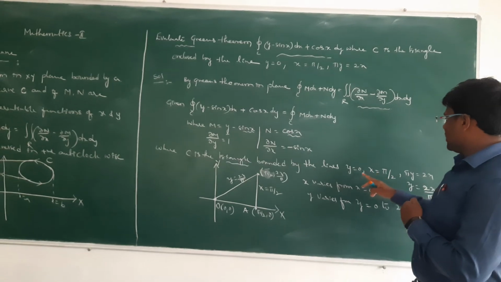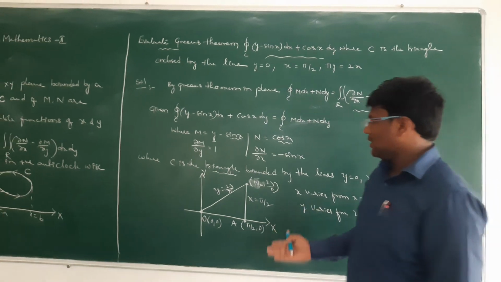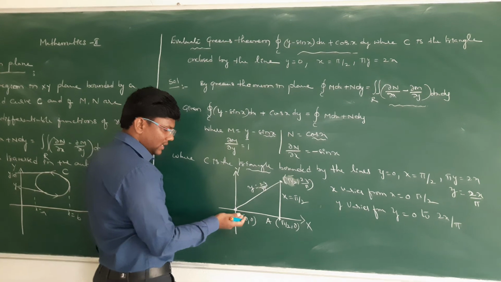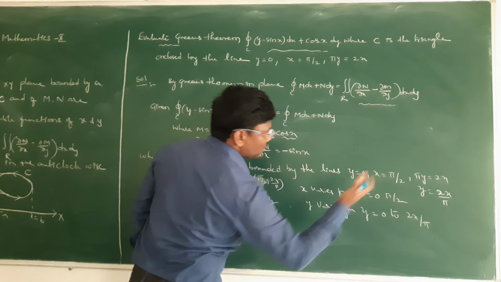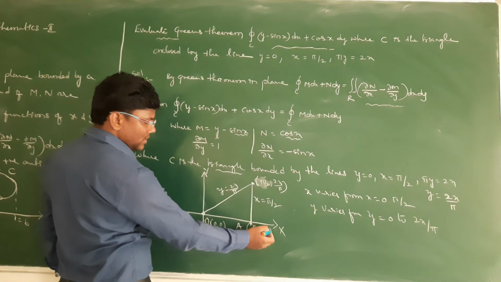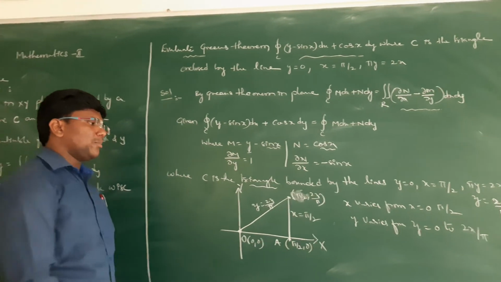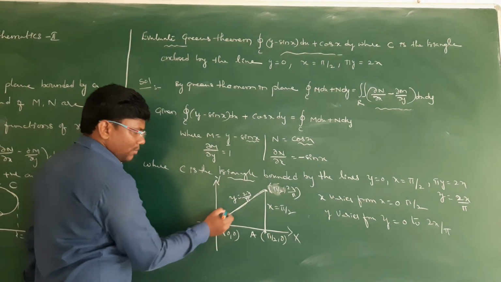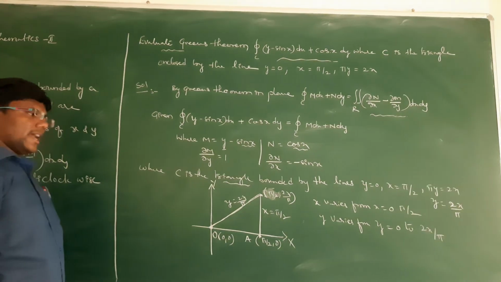The lines are y equal to 0, x equal to pi by 2 and pi y equal to 2x. Draw the diagram. The closed curve is a triangle, bounded by the lines y equal to 0, x equal to pi by 2 and pi y equal to 2x. This is the point 0 comma 0. This is the point pi by 2 comma 0 on the x axis. This is the point in the xy plane pi by 2 comma 2x by pi. Here this is the line y equal to mx, this is the slope. This is the line x equal to pi by 2, parallel to the y axis.